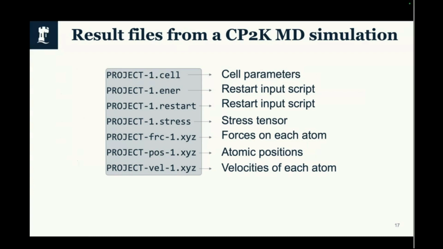So basically, after you submit the job and run the simulation, you will get a list of trajectory files on position, velocity, force, and if you write out the stress tensor, you will also have this file. You would always have this file for you so that you can continue your simulation where you stopped.